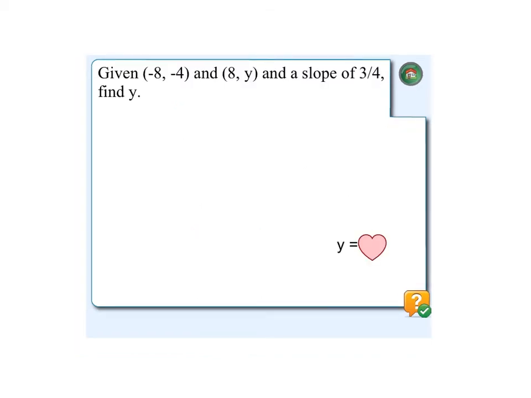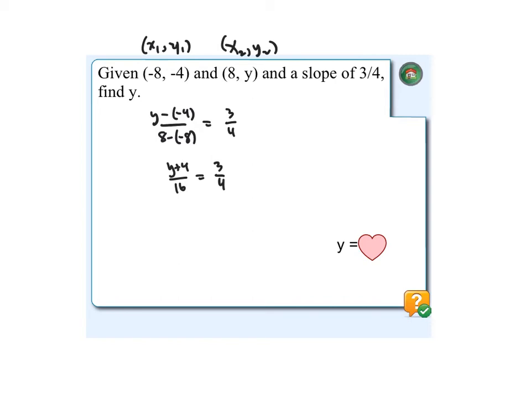Okay, very similar example here. Here's (x1, y1). That was the weirdest y of my life. There's 8, comma, x2, comma, y2. And let's find y2. So I'm going to take y minus a negative 4 and 8 minus a negative 8, set it equal to 3/4. Okay, do a little work here. So it'll be (y + 4)/16 is equal to 3/4. Well, what is 3/4 of 16?